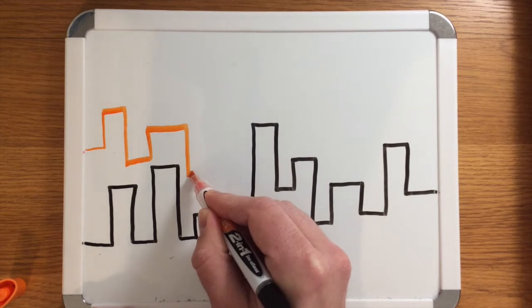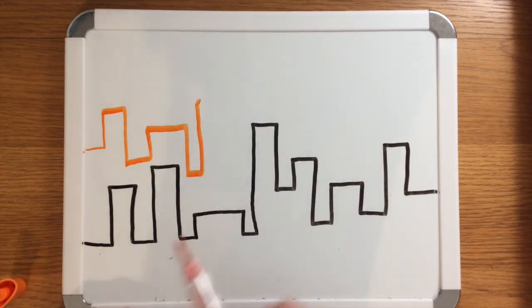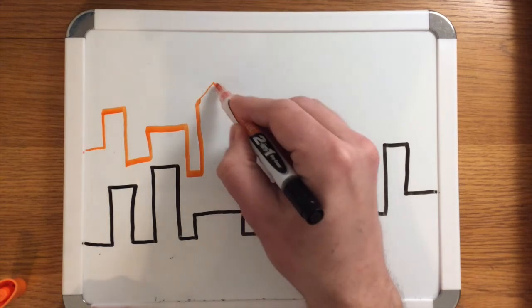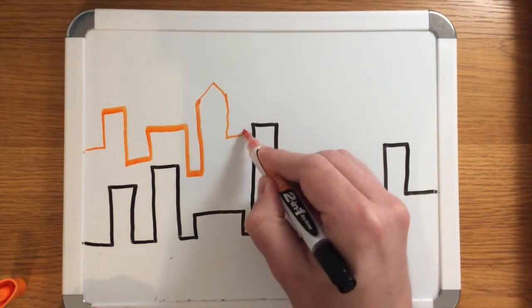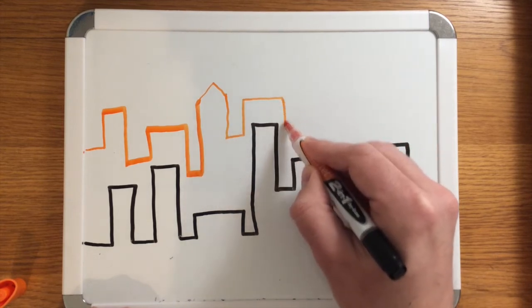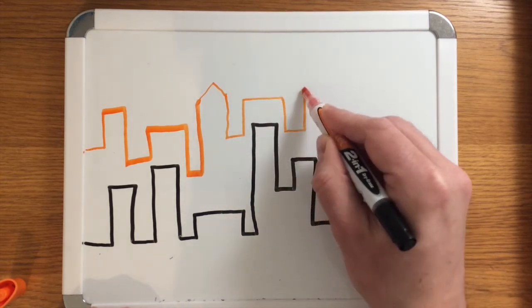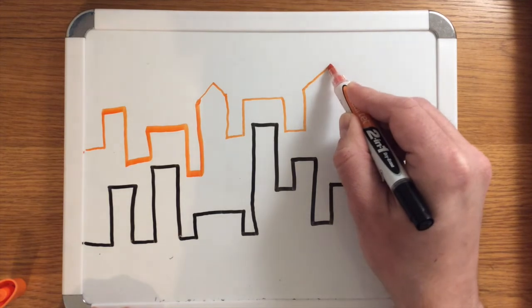Here we go. We're going to change it. Right, up. Okay, I'm going to stop right there. I'm going to add a point to the top like that. And then come down. And my pattern continues as normal. Right, up, right, down, right, up. I'm going to change it again. I'm going to do an angled roof.